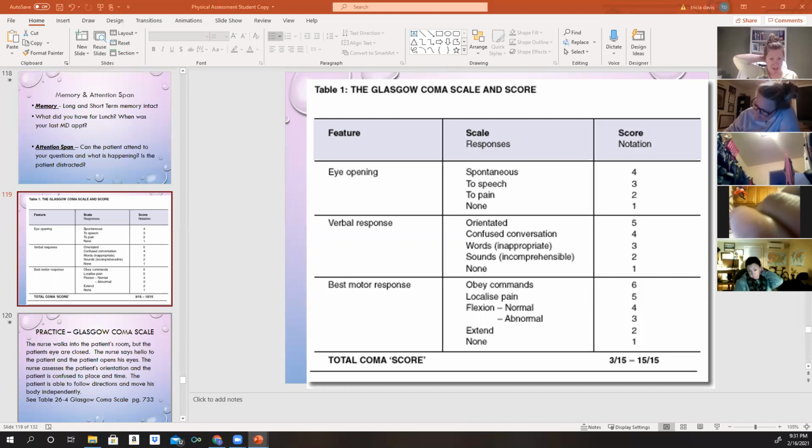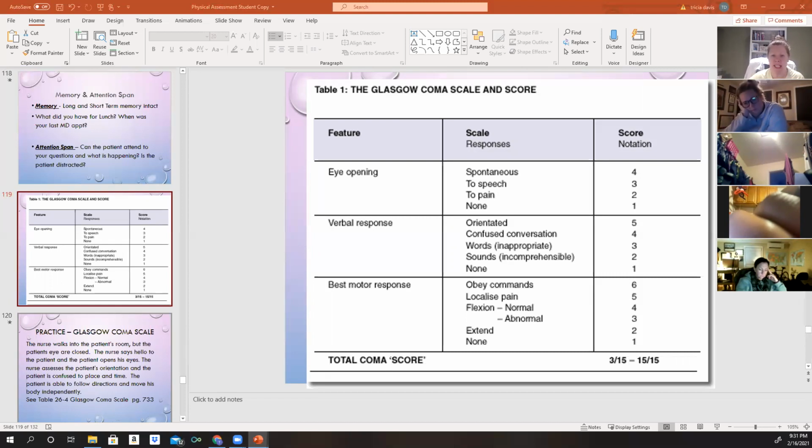The lower the score, the worse it is. We call it a GCS. We don't say that whole name in the nursing field; if you say GCS, they know what you're talking about. A score from 3 to 8 is severe, not looking good. Moderate is 9 to 12. Mild is 13 to 15.